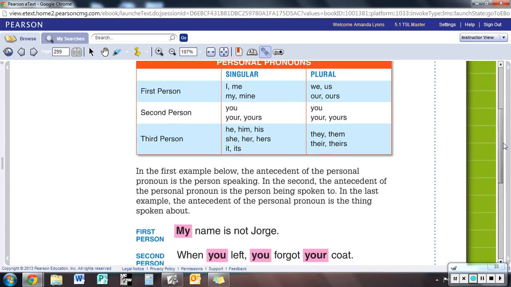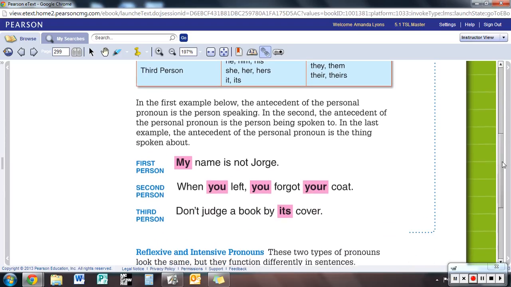Let's look at these examples that they have here. First person: my name is not George. The pronoun highlighted in pink is my. Who is my referring to? It's the person who's speaking. It's understood, not found in the sentence. In second person, we're going to use the pronoun you: when you left, you forgot your coat. They've highlighted you and your. Who is that referring to? It's the person that you're talking to, and you just have to know that.